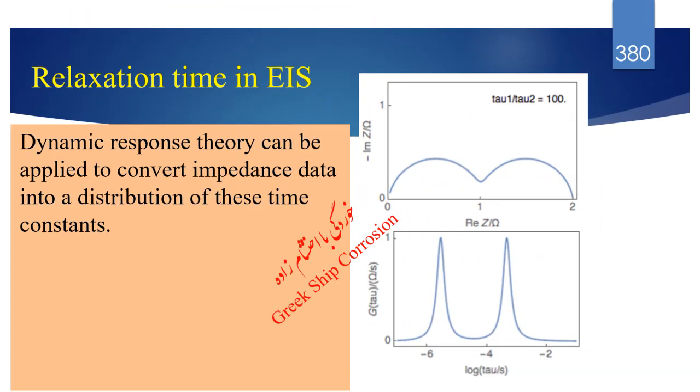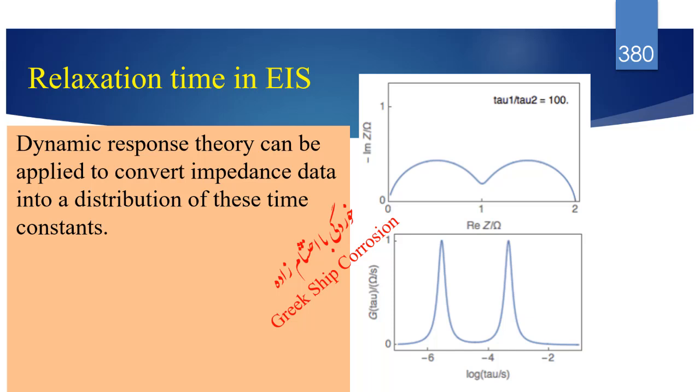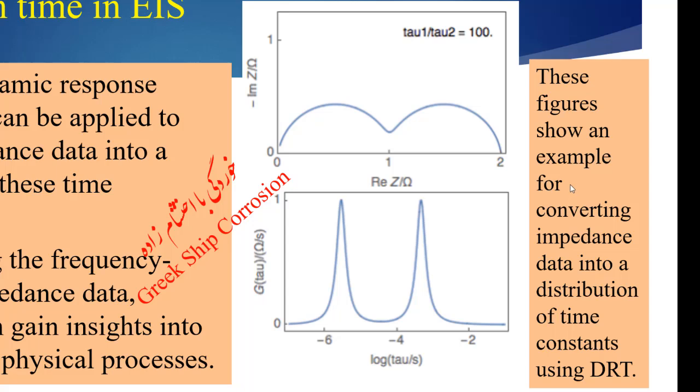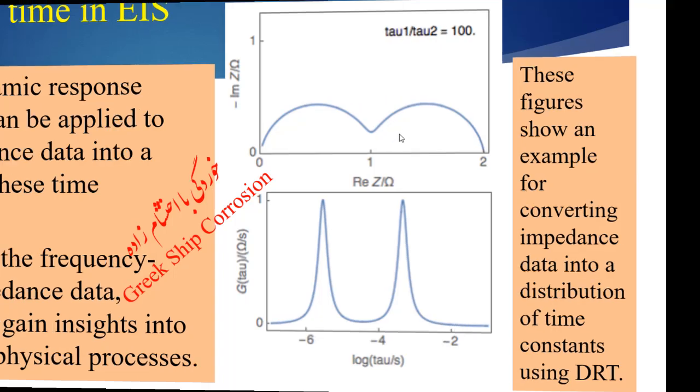Dynamic response theory can be applied to convert impedance data into a distribution of these time constants. By interpreting the frequency-dependent impedance data, researchers can gain insights into the underlying physical processes. These figures show an example of converting impedance data into a distribution of time constants using DRT: the Nyquist plot, and the distribution of time constants related to this Nyquist plot.